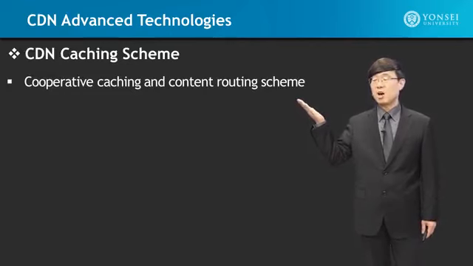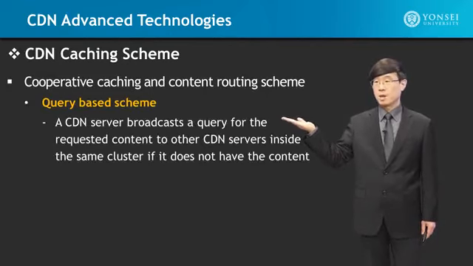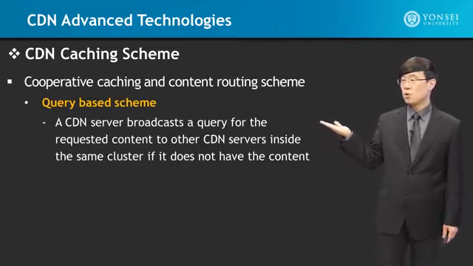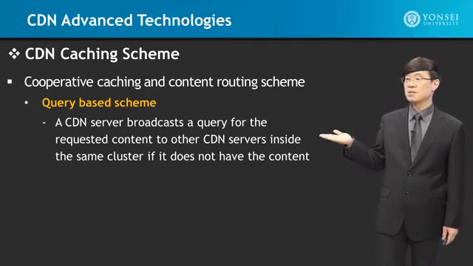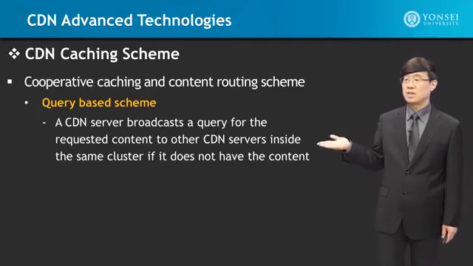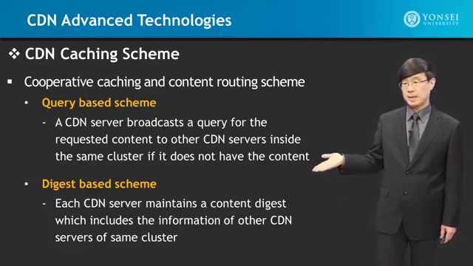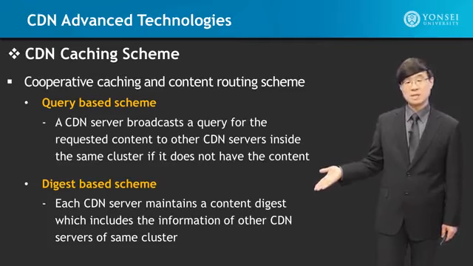Cooperative caching and content routing scheme. You see that there is a query-based scheme in which a CDN server broadcasts a query for the requested content to other CDN servers inside the same cluster if it does not have the content. Digest-based scheme, where each CDN server maintains a content digest, which includes the information of other CDN servers of the same cluster.